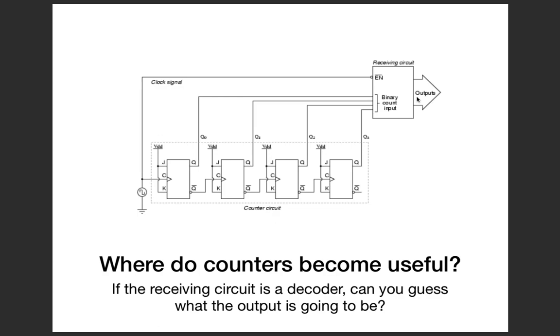Sometimes we use counters to set delays, that is, till the count reaches some particular point we will stop using the circuit. Now maybe you can pause the video and try to draw a circuit where the receiving circuit is actually a decoder, and you can maybe even restrict yourselves to 3-bit counters so that the output will be just 8 bits.